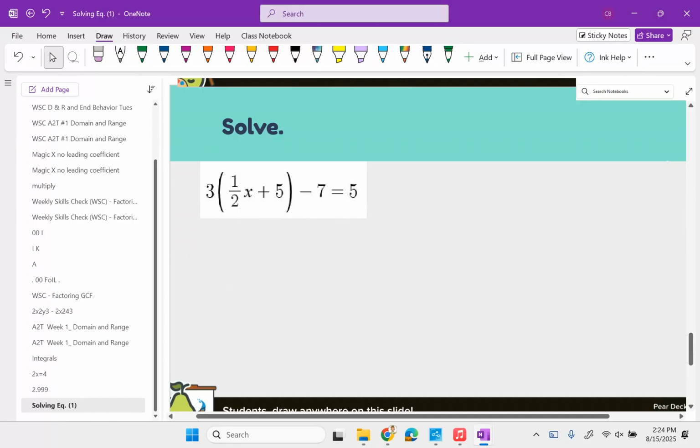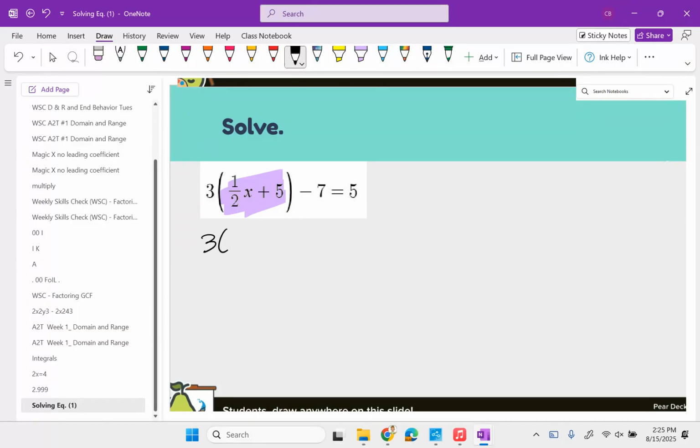Okay, no matter where you're at, I want you to stop and watch, because we got to give our weekly skills check quiz, so I got to keep moving. I'm not touching this guy, right? I'm not trying to put anything in there. I'm not letting anything in the parentheses. What number am I moving first? 7. Right now, it's under which operation? It's under subtraction. How do I move it to the other side? Addition. Good. So we've got 3 times 1/2 x plus 5.